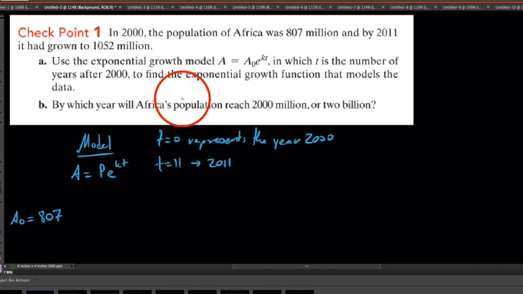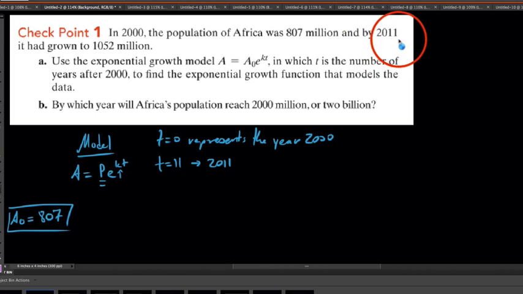So we want to find this model. Here's the secret. Basically, we're going to plug in what we know already. What do we know? Well, we know the initial amount was 807 million. So that's our A0. Do we know k? We don't know k. We're going to have to find k. But do we know t?